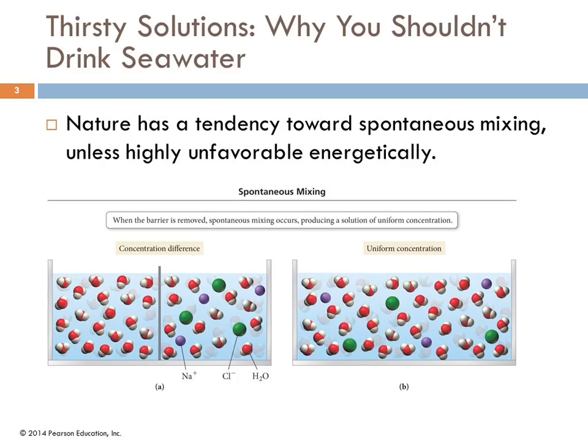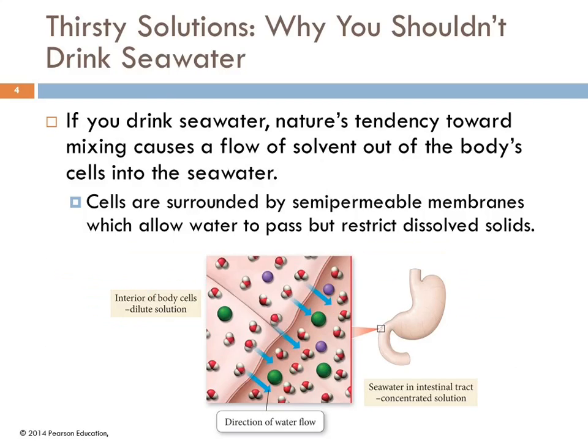So in this illustration, we're showing a container here with a divider in the middle, and on one side we have pure water, on the other side we have salty water. When we take this barrier out, even without stirring, those two solutions are going to mix. Now, it may take a little while without any stirring, but they will mix and become a uniform concentration. And that's a natural tendency.